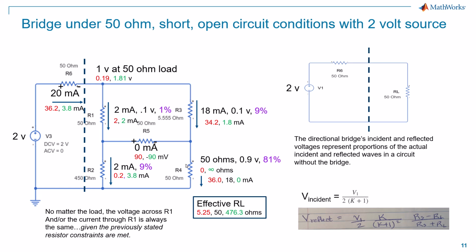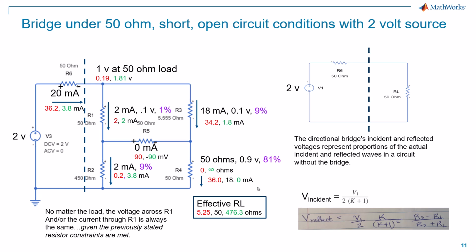Now it's just a flip-flop of that when you are in the open circuit condition for the load. So when R4 goes to infinity, you get a flip-flop, minus 90 millivolts across the bridge resistor. So there's a switch in polarity going from a short circuit to an open circuit with regards to the reflected voltage that's measured. And you would kind of expect that. That's going to correspond to an in-phase or anti-phase reflected signal, depending on whether you're open or short-circuited.